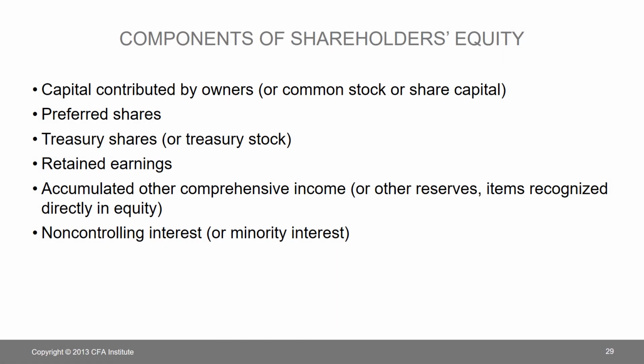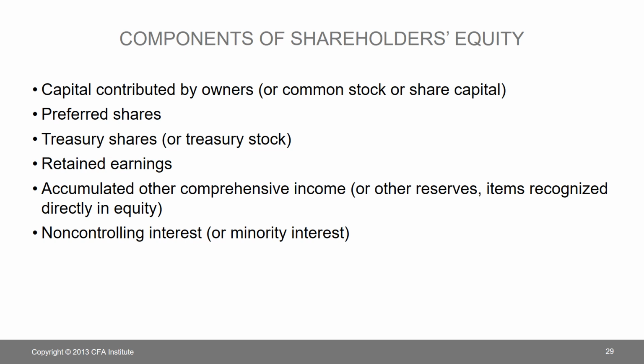Now let us look at the components of shareholders' equity, being the last item that is usually represented on the balance sheet. Capital contributed by owners, also known as common stock or issued capital, which is the amount contributed to the company by owners. Ownership of a corporation is evidenced through the issuance of common shares.